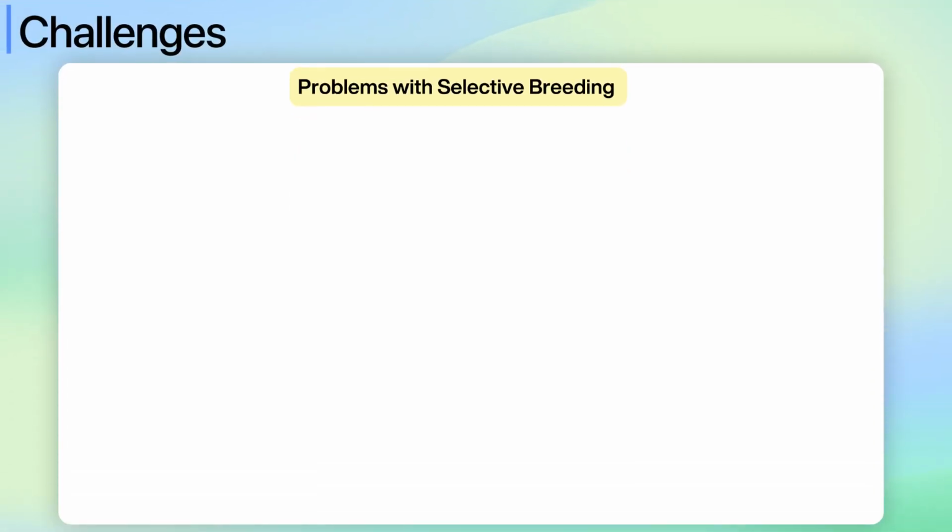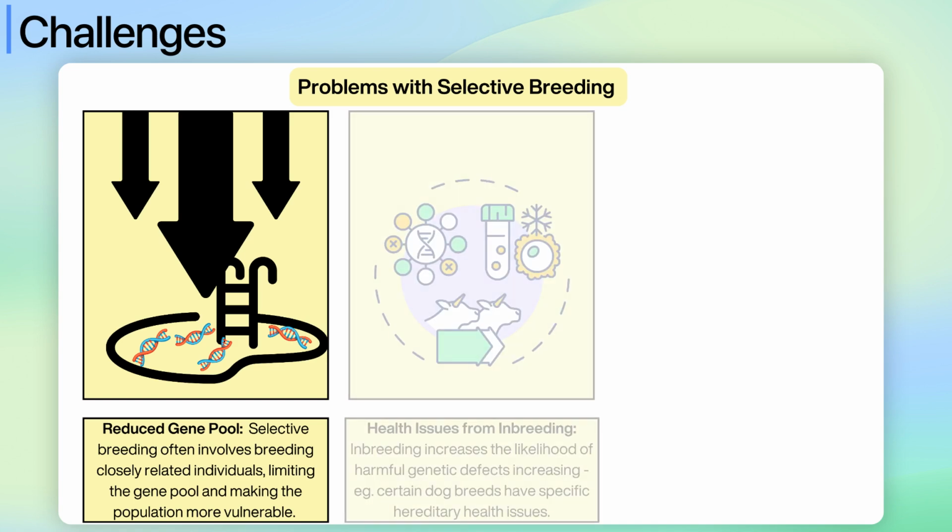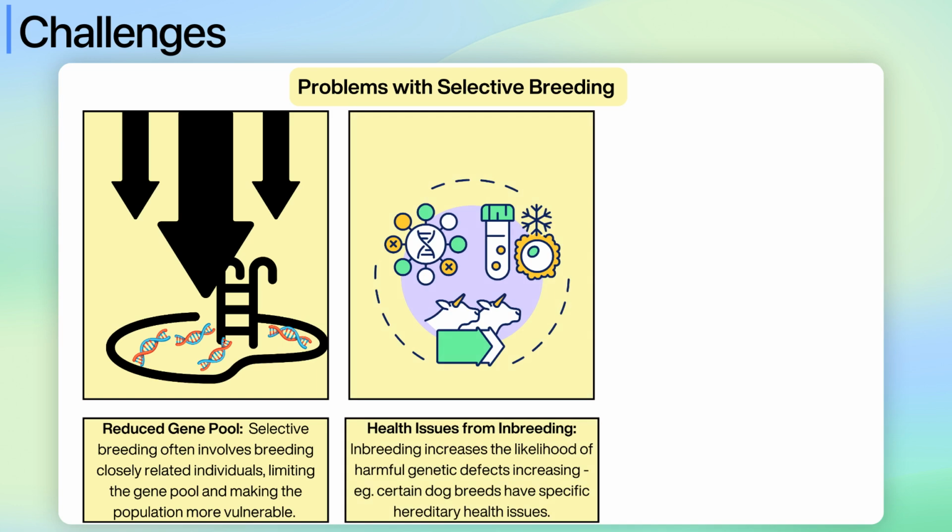Despite its benefits, selective breeding also has several risks and downsides, such as a reduced gene pool. Selective breeding can lead to reduced genetic diversity because it often involves breeding closely related individuals. This limited gene pool can make the population more vulnerable. Health issues can also arise from inbreeding, as this increases the likelihood of harmful genetic defects becoming more common. For instance, certain dog breeds are prone to specific hereditary health issues due to their limited genetic variation.